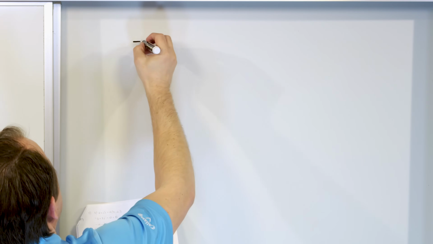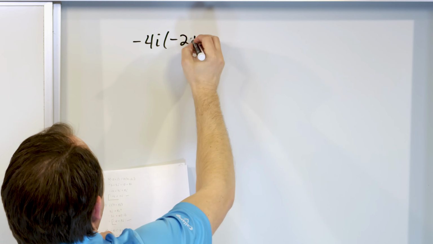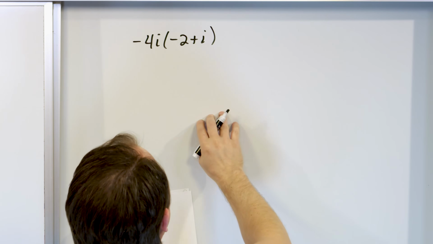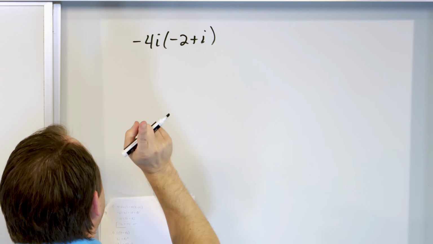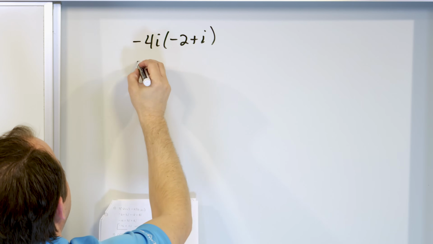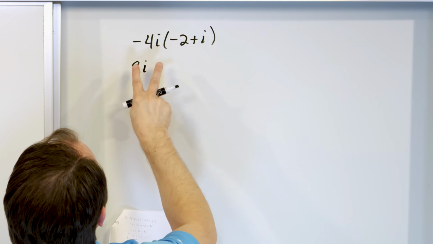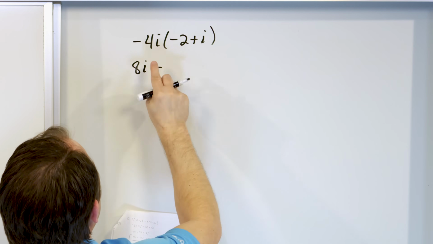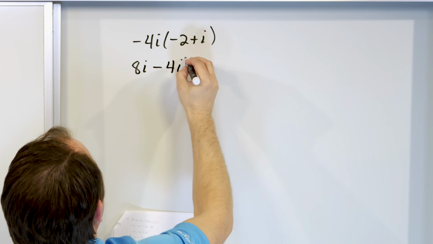Last two problems. On the outside, what if I have negative 4 times i, and on the inside, negative 2 plus i? Well, I have to distribute this in, just as I always would. So the negative 4i times this, the negative times negative gives me a positive. 4 times 2 is 8, and then you have the i there as well, so it's going to be positive 8i. But then when I do it here, negative times positive means I'm going to have a negative. 4 times 1 means 4, and i times i is i squared.